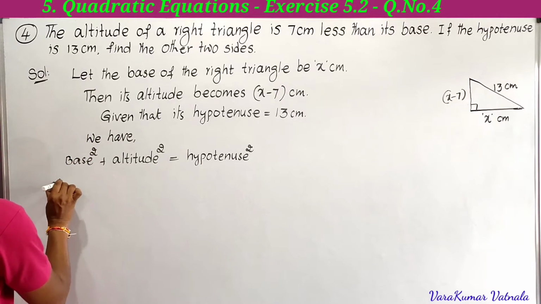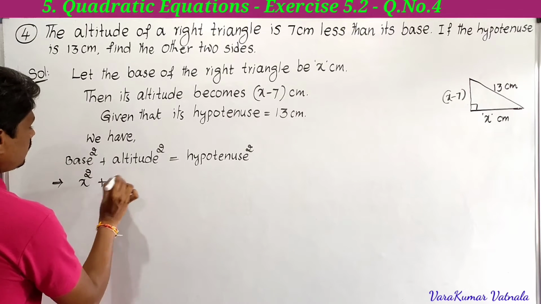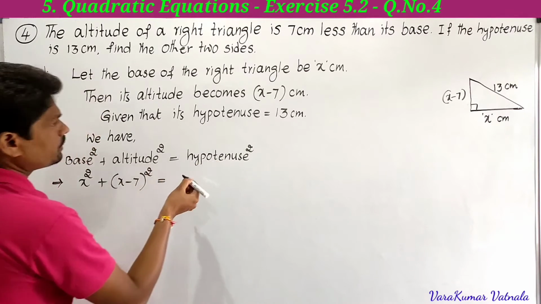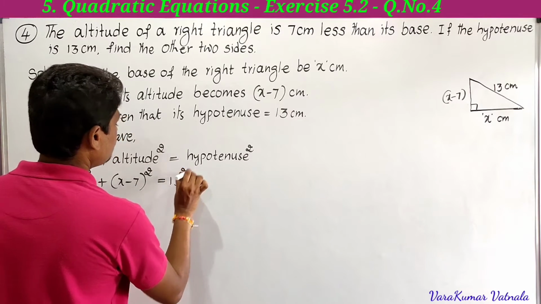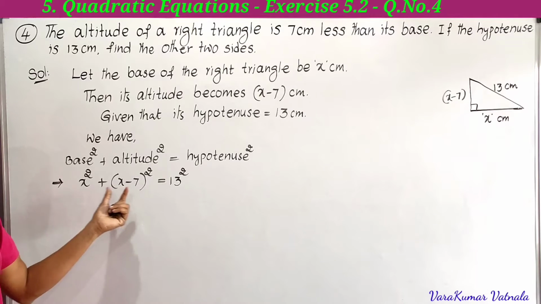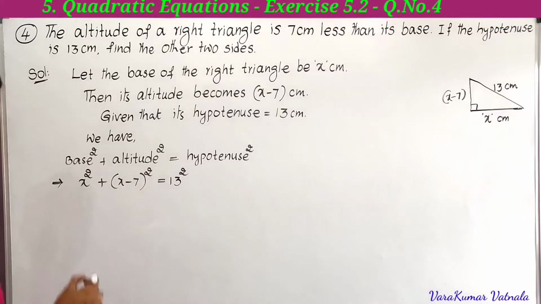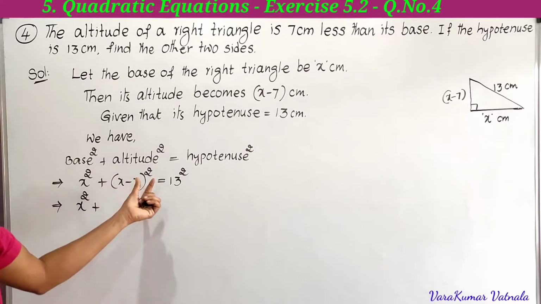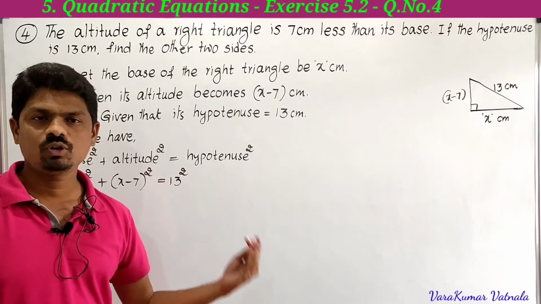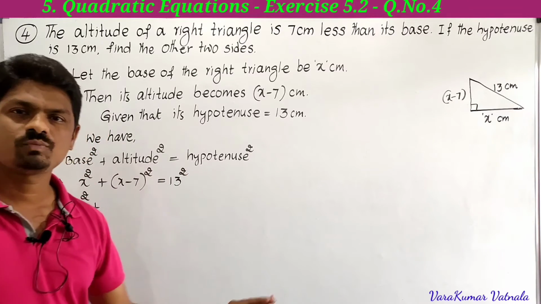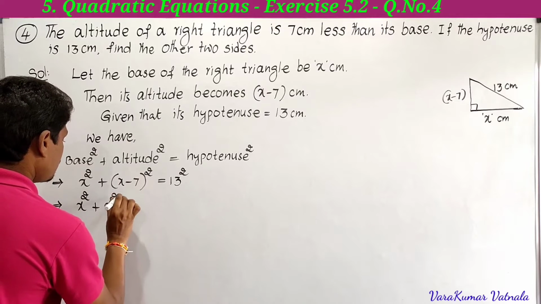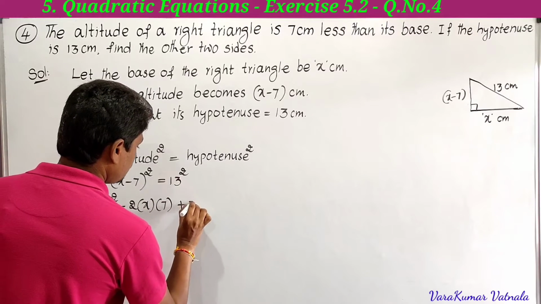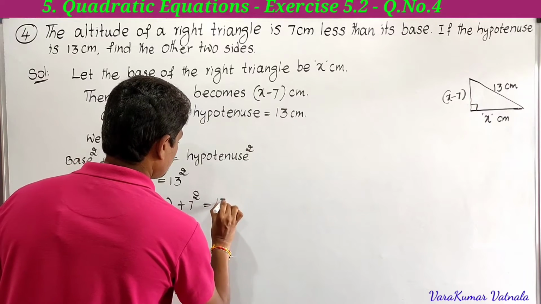So here base is x, so base square becomes x square, and altitude is x minus 7, so altitude square becomes x minus 7 whole square. Hypotenuse is 13, so hypotenuse square becomes 13 square. So we have x square plus x minus 7 whole square equal to 13 square. So just simplify. Write x square as usual, but x minus 7 whole square is in the form a minus b whole square. A minus b whole square is a square minus 2ab plus b square. So here a square is x square, minus 2ab is 2 into x into 7, plus b square is 7 square, is equal to 13 square.